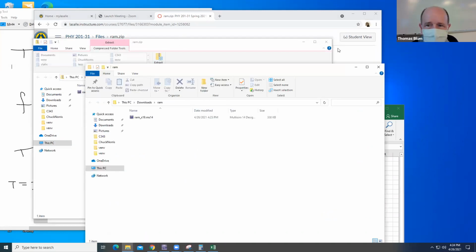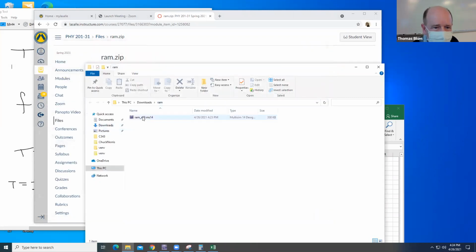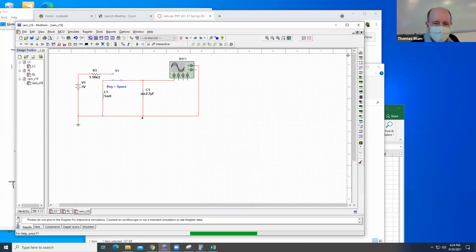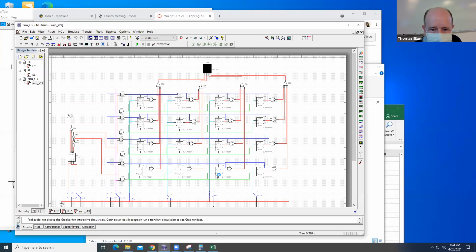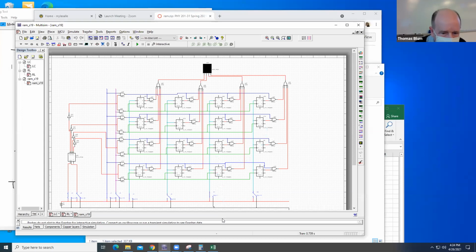And since I'm on campus, I can just click on it. And here's this RAM circuit. These are flip-flops. If I put a bunch of flip-flops together, I have a register. I add here a decoder. And so if I have a bunch of registers and a decoder, that makes RAM.